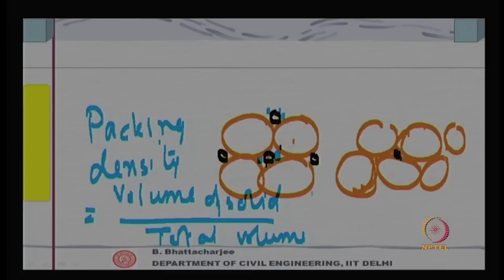So, packing density is volume of solid by total volume, and this packing density increases with a larger size distribution. Packing density increases with larger size distribution, and this is what we will look into in the next class, the issue of packing density, how particle packs. We have seen that how shape governs.